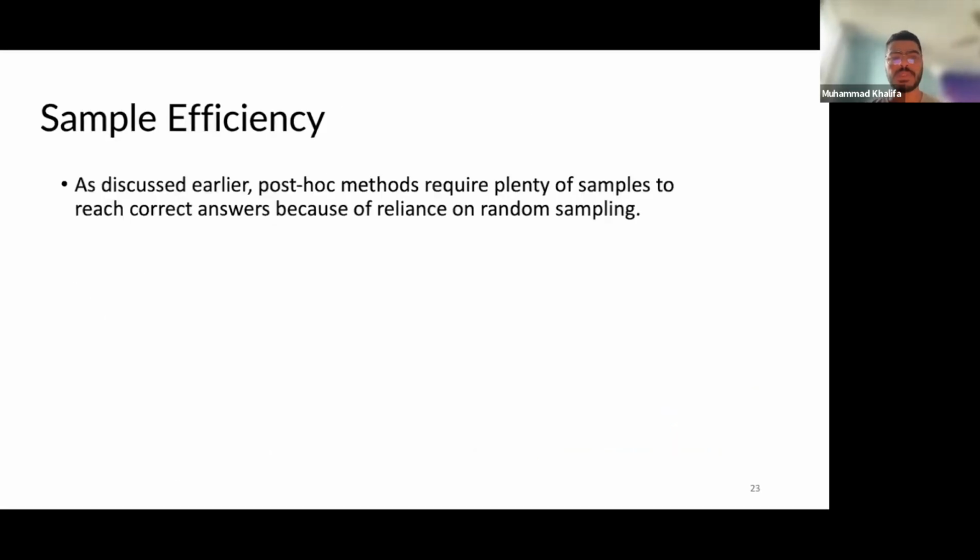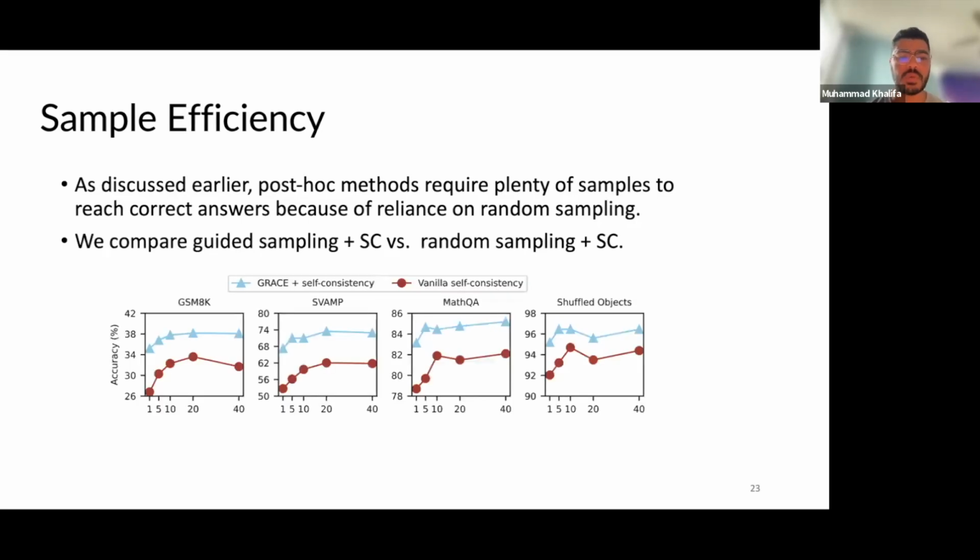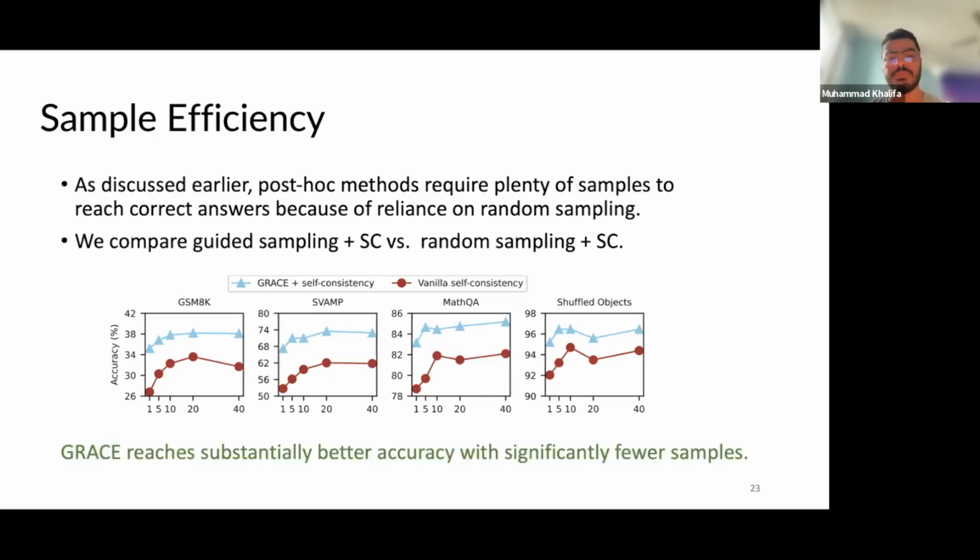Now, we discussed earlier that post hoc approaches require plenty of samples to reach correct answers because they rely on random sampling of full solutions. We compared guided sampling plus self-consistency to random sampling plus self-consistency in terms of sampling efficiency. On the x-axis is the number of samples, and on the y-axis is the final answer accuracy. We can see that we reach substantially better accuracy with significantly fewer samples compared to vanilla self-consistency with random sampling. So this again shows that we're also improving the sample efficiency of reasoning.